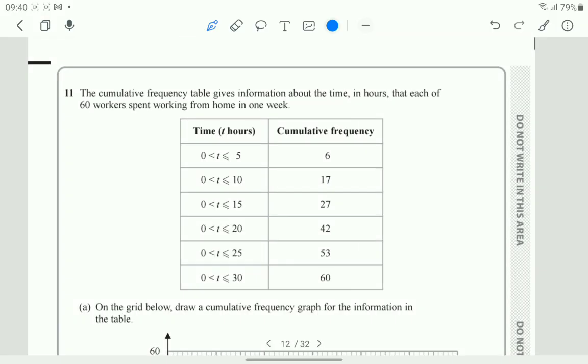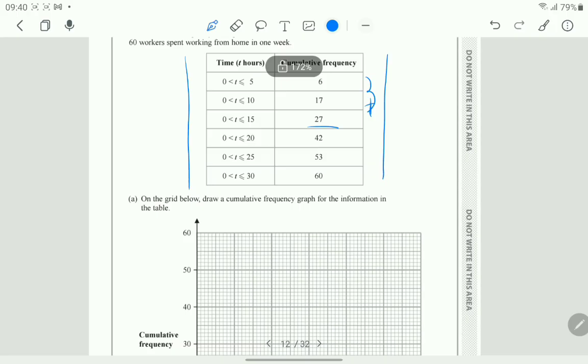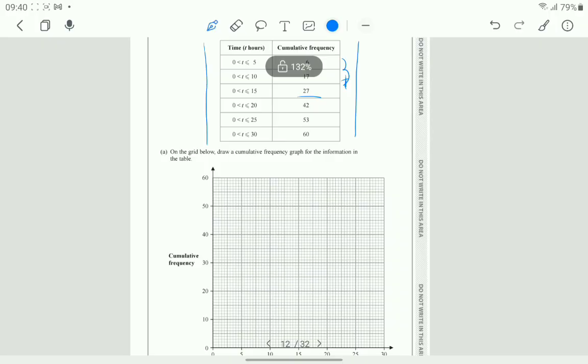Question 11. The cumulative frequency table gives information about the time in hours that each of the 60 workers spent working from home in 1 week. So we have time, and these are the total hours. So up until this point, everything below that is also added up. So we have cumulative frequency. On the grid below, draw a cumulative frequency graph for the information in the table.